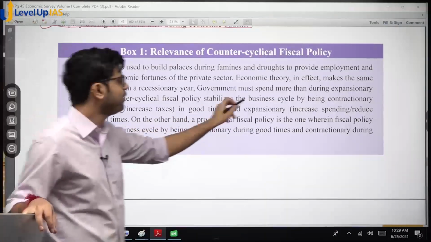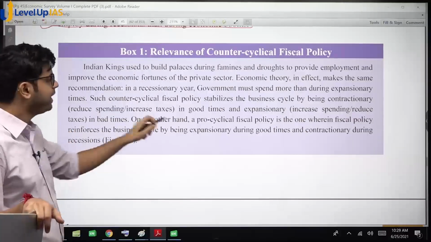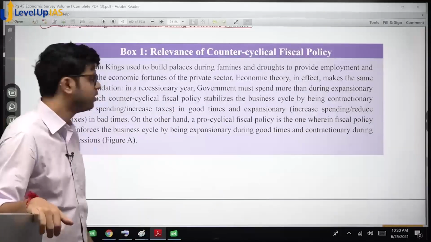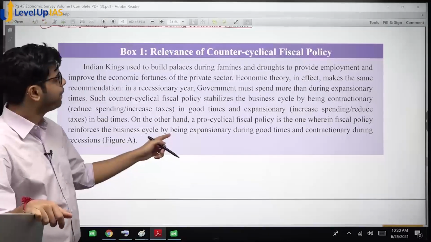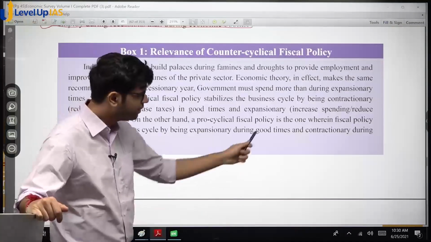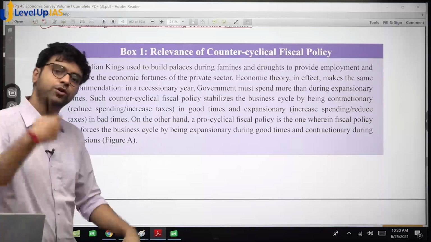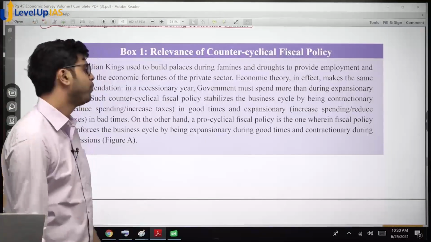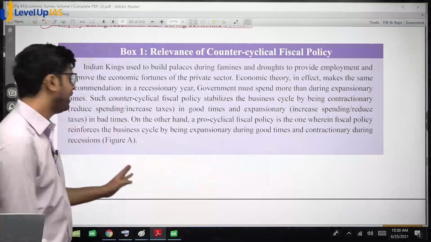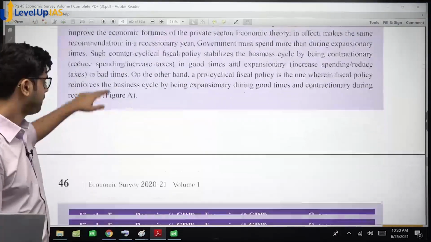What is expansionary? If you want to expand the economy, you have to reduce taxes. If you want to expand the economy, you have to spend. You means government. Government has to spend. We saw in the newspaper also. On the other hand, a pro-cyclical fiscal policy, which we saw yesterday, is the one wherein fiscal policy reinforces the business cycle, which means if you are growing, keep on growing; if you are lowering, keep on lowering. Expansion during good times and contraction during bad times or recessions. So we are following counter-cyclical, right?